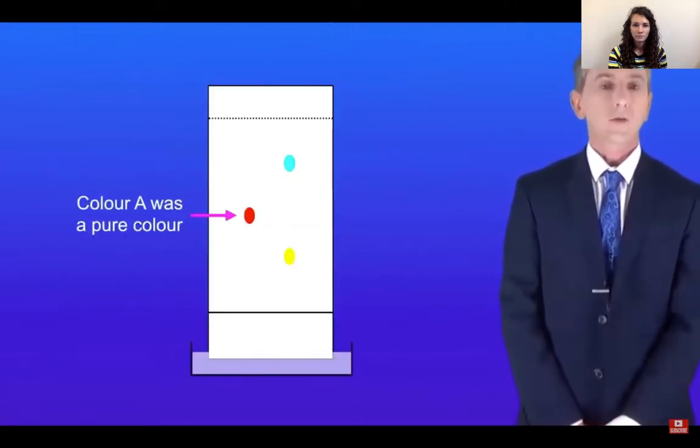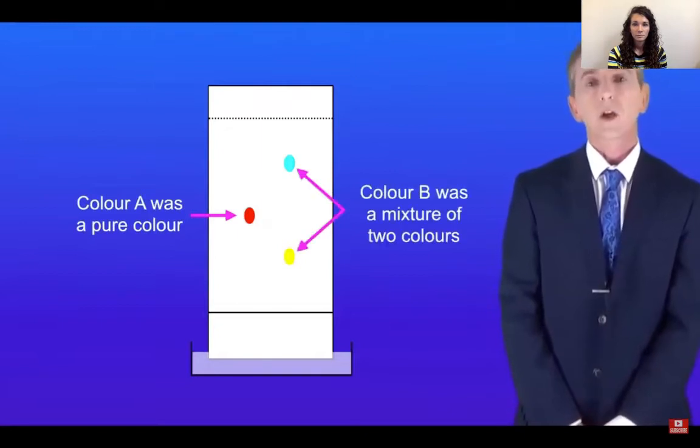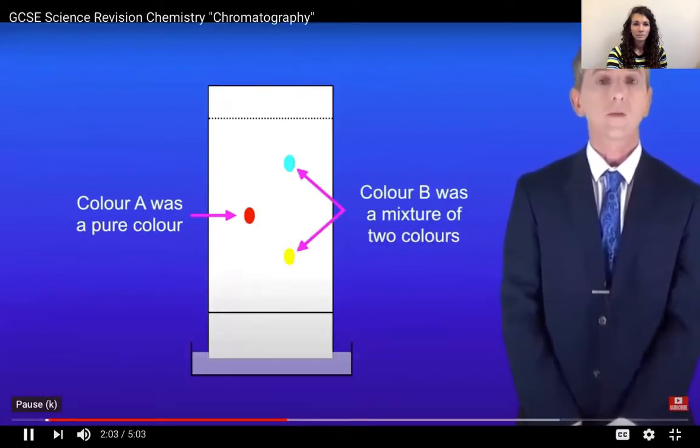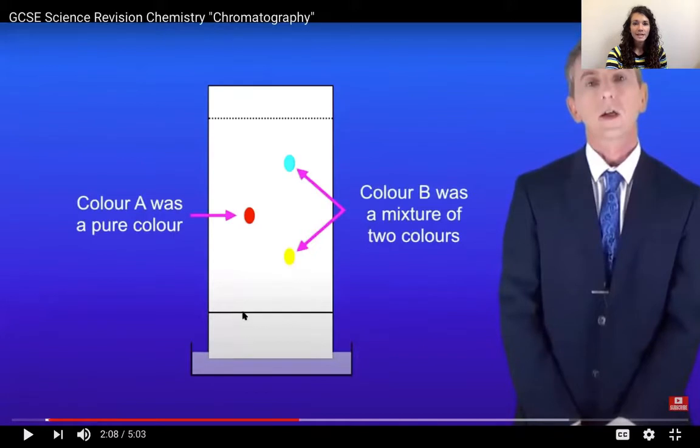As you can see, the red colour formed a single spot here. Because there's only one spot, we know that red is a single pure colour. However, you can see that colour B has now separated into two different spots. And that tells us that colour B was actually a mixture of two different colours. Okay, so you can see he had colour A and colour B here. Because there's only one spot, like he said, it just contains the one type of dye or pigment or ink. Whereas here, colour B separated out into these two spots, so it's actually a mixture of these two colours mixed together.